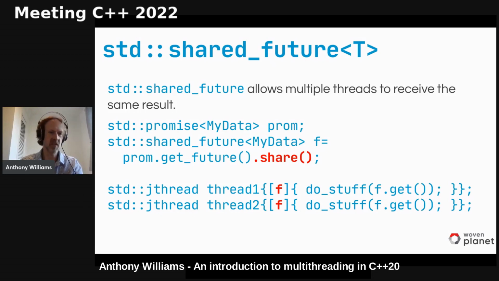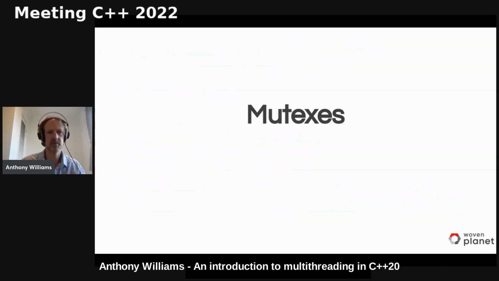So we have our promise, we call get_future, which gets us a std::future of my_data. We then call .share, which gives us a shared_future of my_data. Shared futures are copyable. Not only can you call get twice, but you can call get twice on separate threads. And so we can copy them around, and both threads can call f.get and do stuff, and it's all fine.